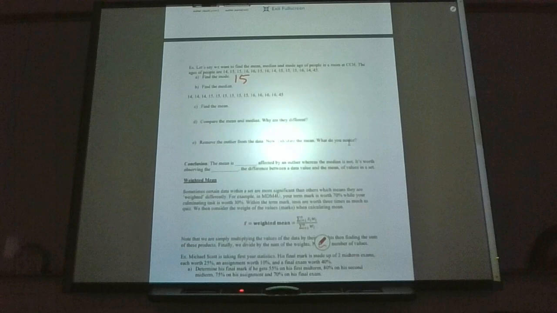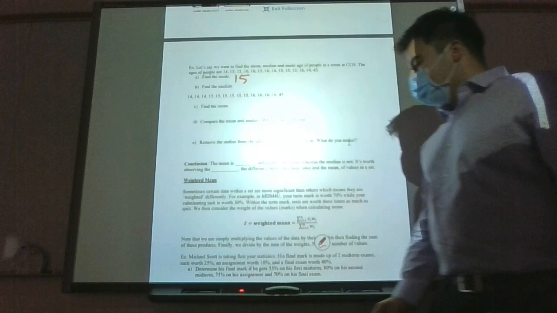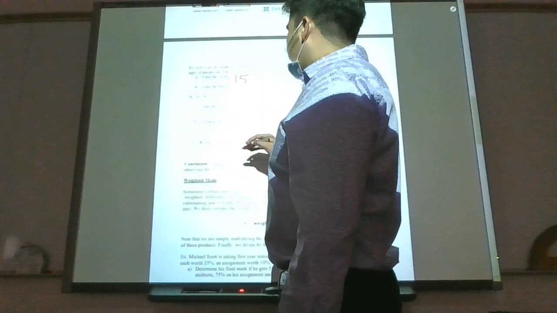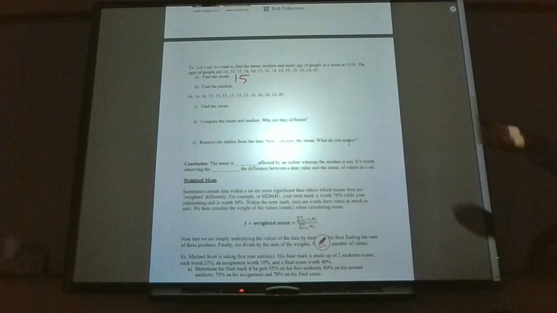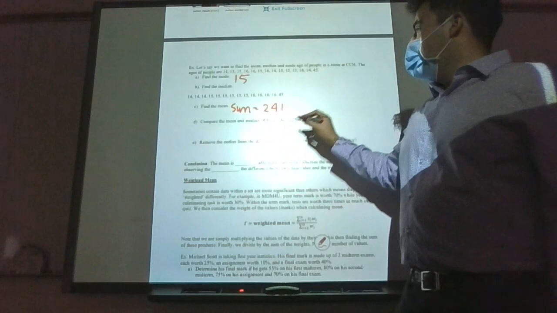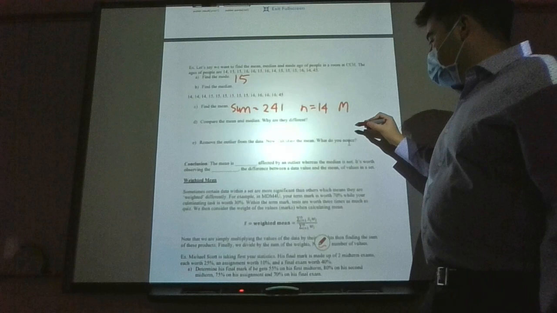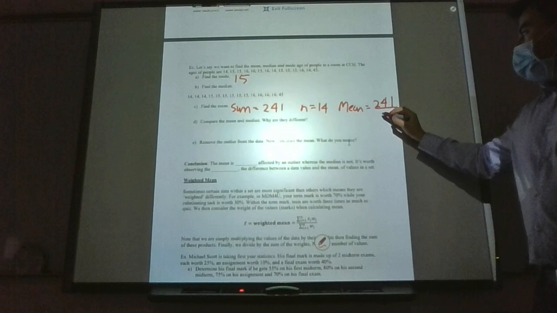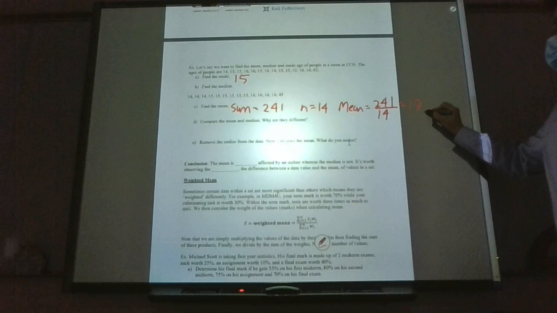What about the median? Yeah. 17 for the, you know what? I think that was the mean. Oh, yeah. For the mean, I'll just write it here though. So for the mean, can you tell me what the sum of all the values were? 241. And then there are 14 pieces of data. So that means that my mean is going to be 241 divided by 14, which is 17.2. Everyone got that?